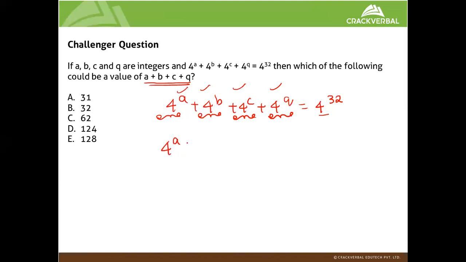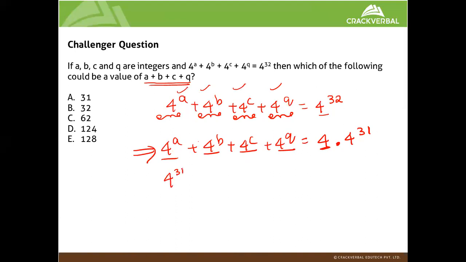Now, what I'm going to do is write this right-hand side of 4 to the power of 32 as 4 into 4 to the power of 31. I'm trying to make it a product of values. And why am I choosing 4 into 4 to the power of 31? Because I have 4 terms on the left-hand side. Now think about this logically, okay? For the left-hand side to be equal to the right-hand side, the only way is if A, B, C, and Q are all equal to 31, right? A, B, C, and Q are all equal to 31.